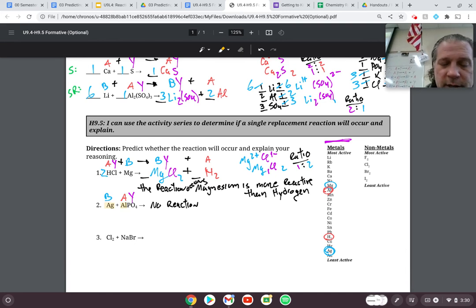And it's no reaction because silver is less reactive than aluminum.